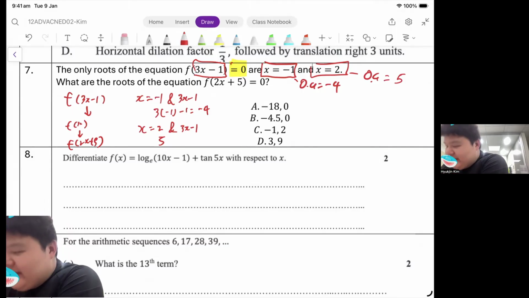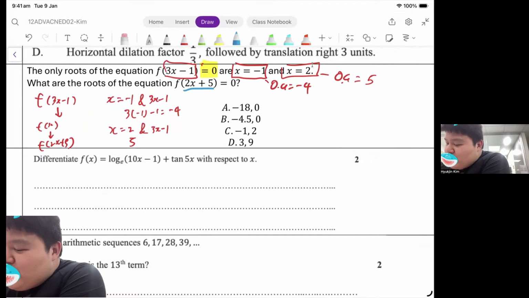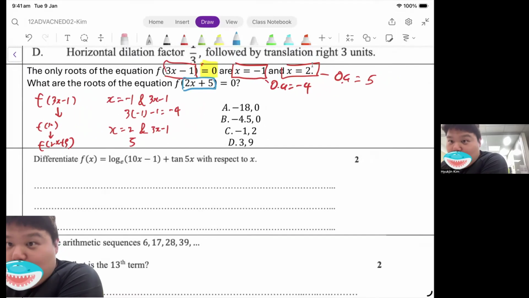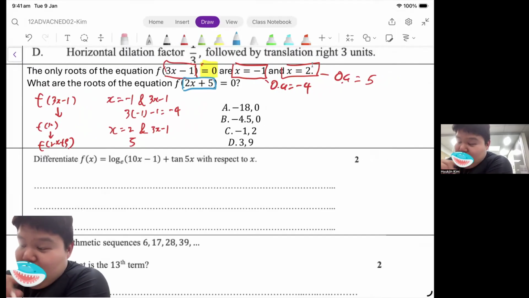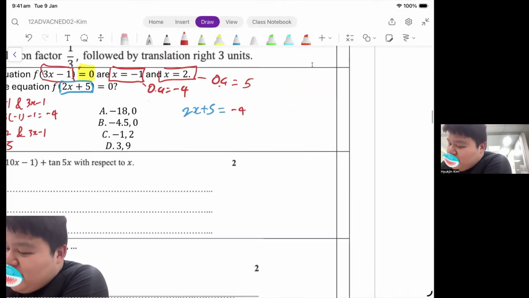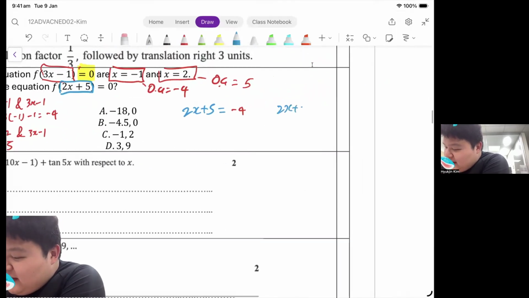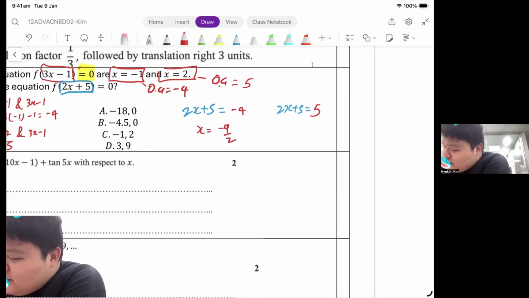And at that point, what I got to do is that the new intercept that we are looking for works for exactly those values. So that means that 2x plus 5 equals what was negative 4, the new value, and also 2x plus 5 equals 5. That means x equals negative 9 on 2, and x equals 0. So it's got to be B.